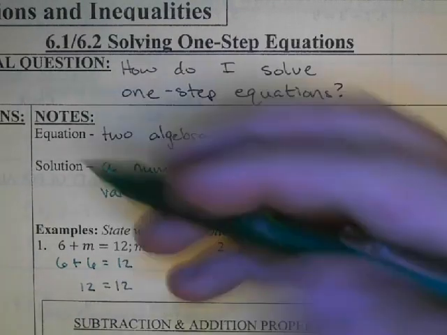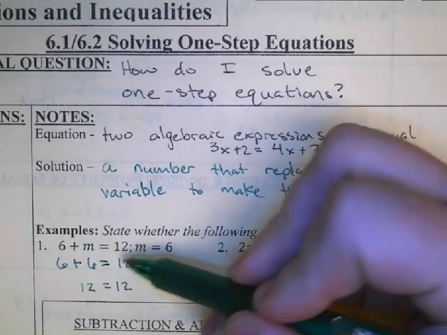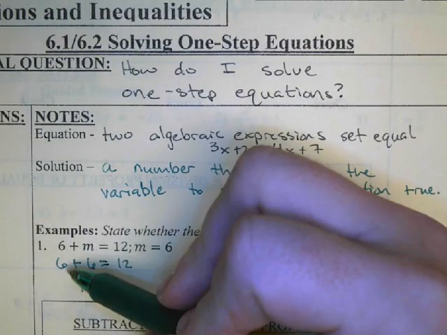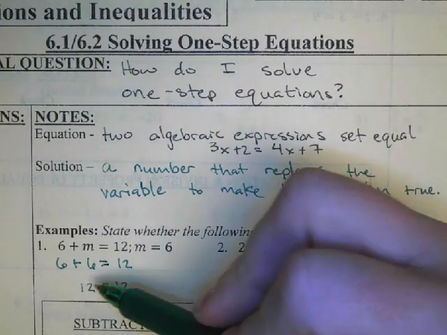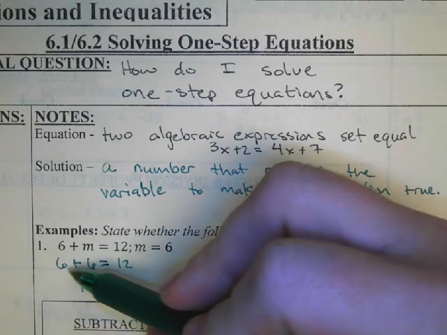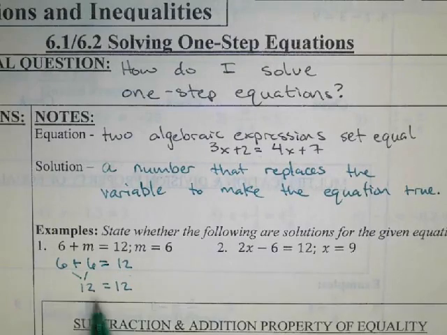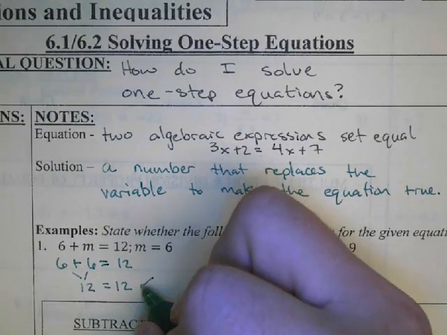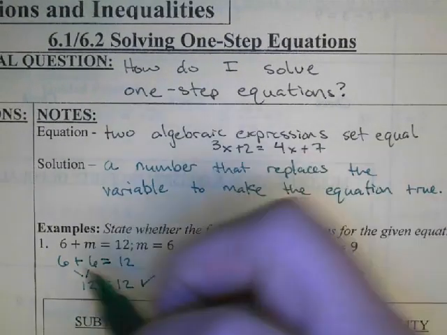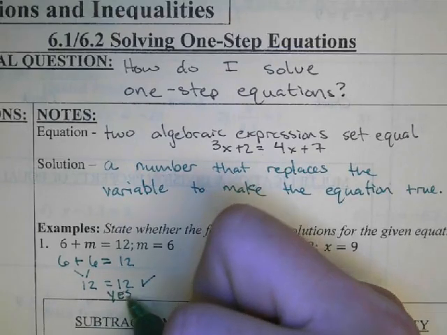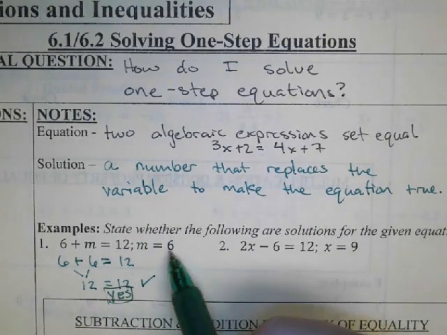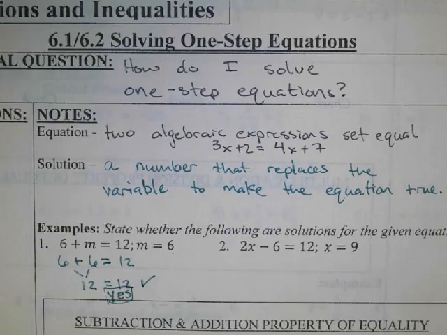Now is this true? If I add 6 and 6, I get 12, and 12 equals 12. So what I did is I brought this 12 down constantly while doing all the math on this side. And then I say, oh look, I have 6 plus 6 is 12. And then I go, well, 12 does equal 12, so this is true. So I can say, yes, 6 is a solution to this equation.